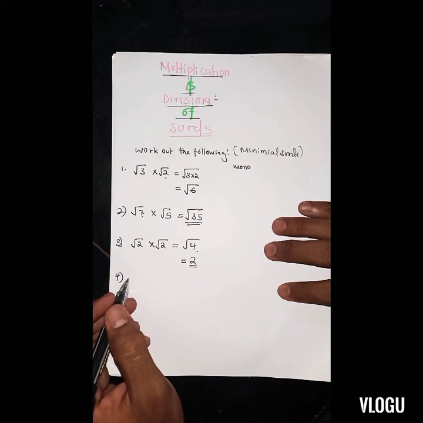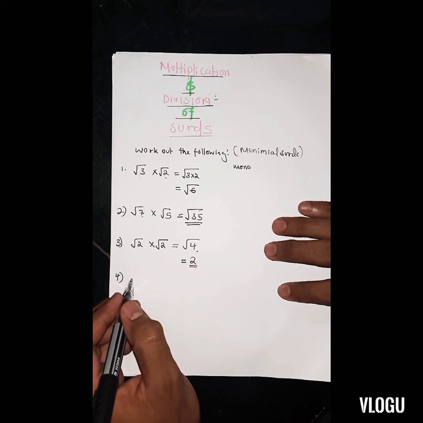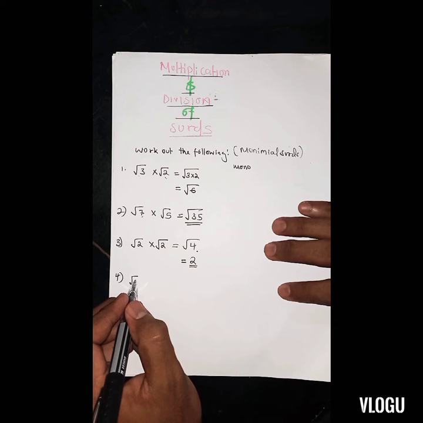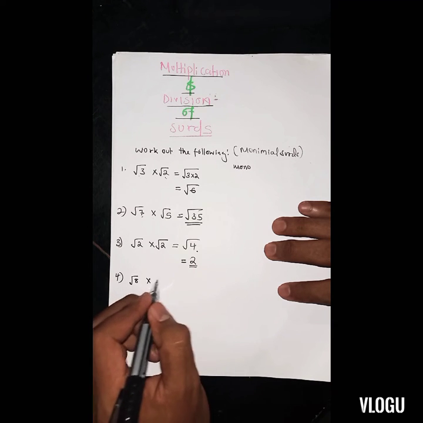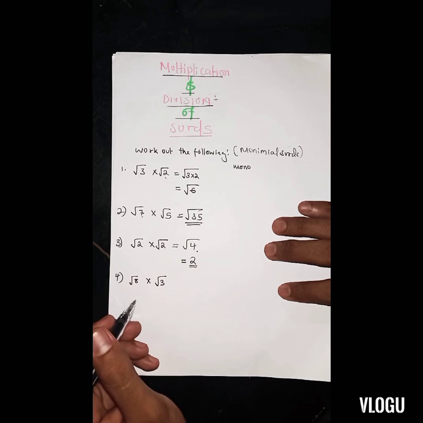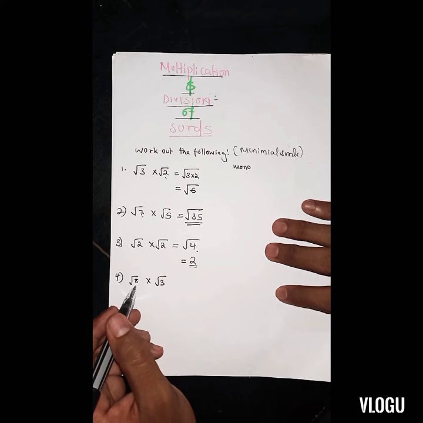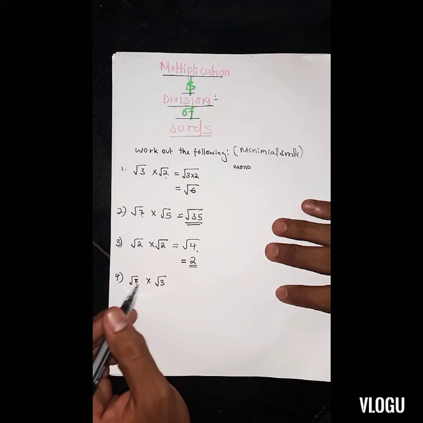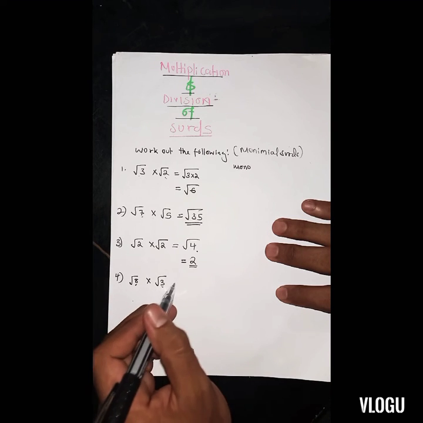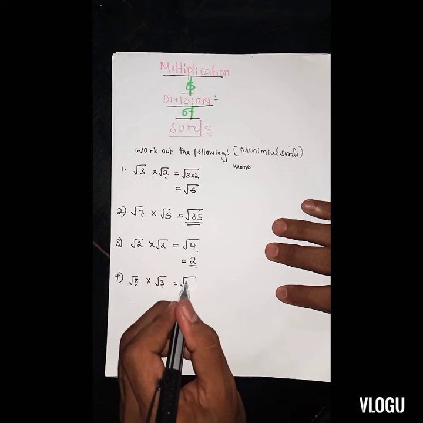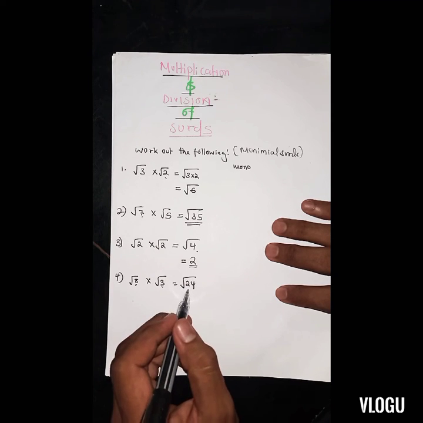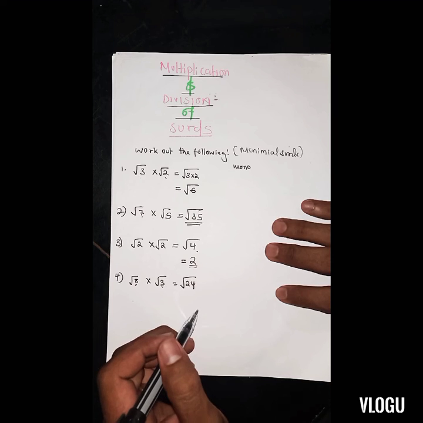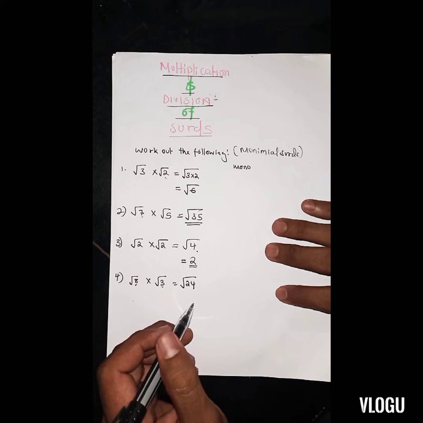Let me give you one more example, and this one I want you to try. What if you have been given root 8 times root 3? As mentioned in the previous examples, we multiply the numbers under the root sign. We have 8 and 3, so it becomes root 24. Now, can we simplify 24 further? I think so.